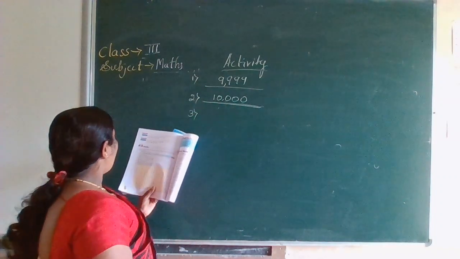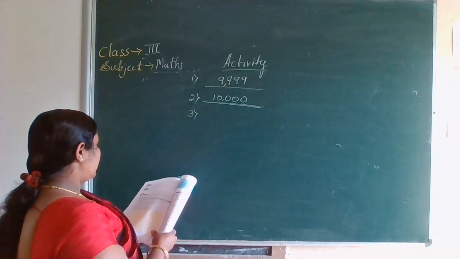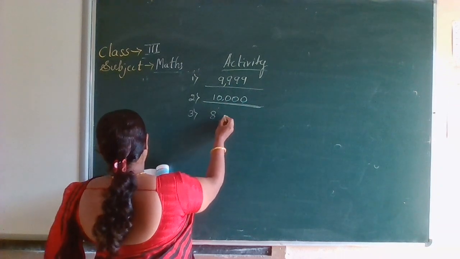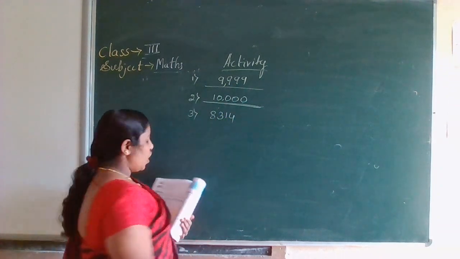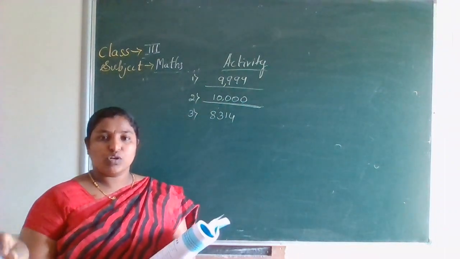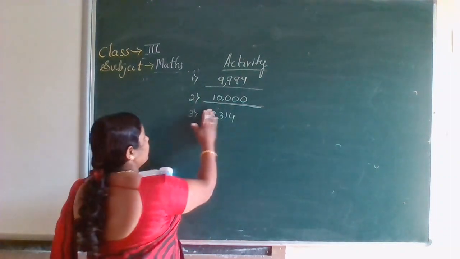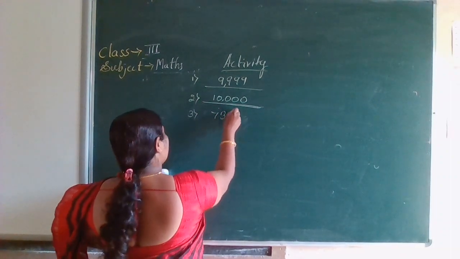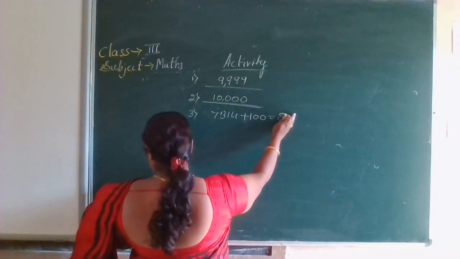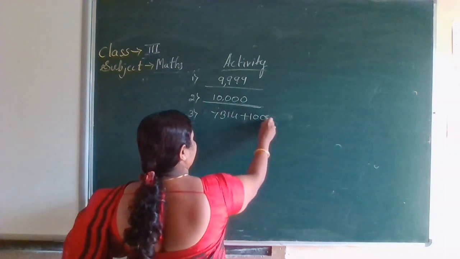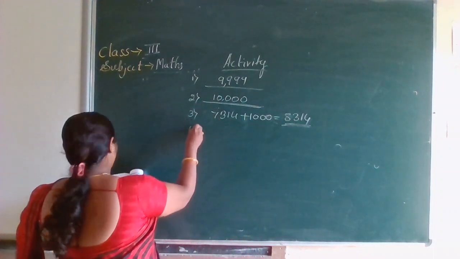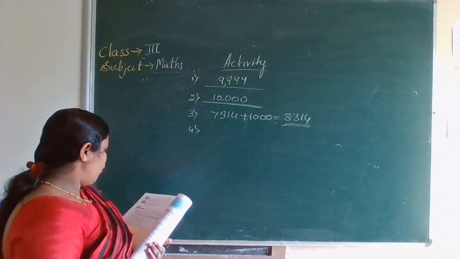Third one, 1000 more than 7,340 is 8,340. 1000 more than, it means whatever number is there, we should add 1000 to that. If we add, what will become? 7,340 plus 1000, it will become 8,340 is the answer.